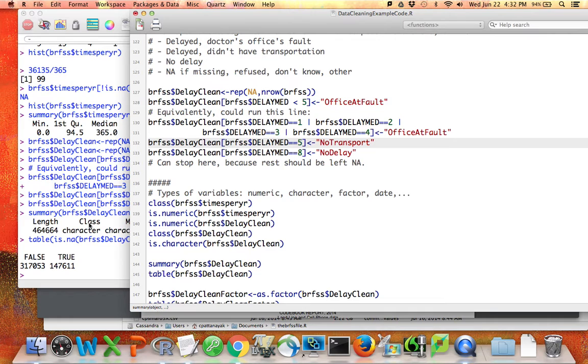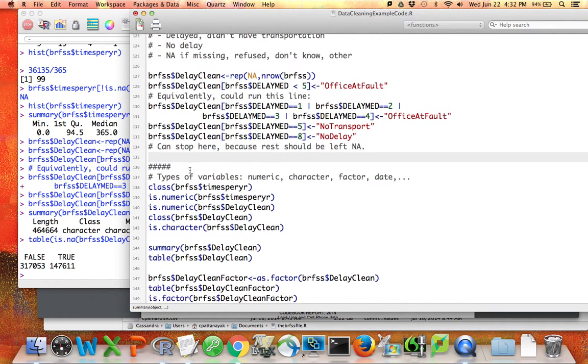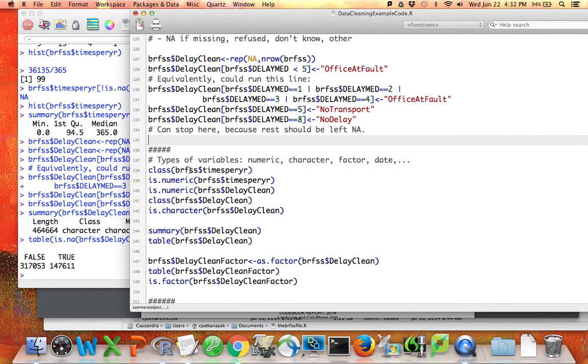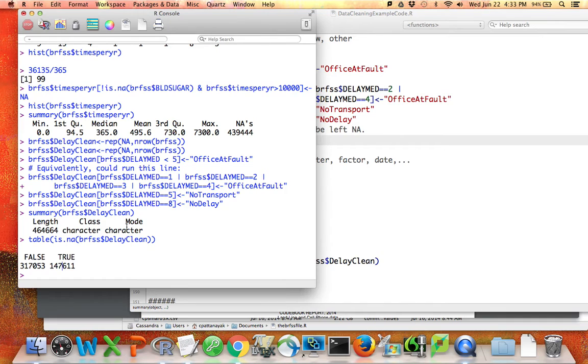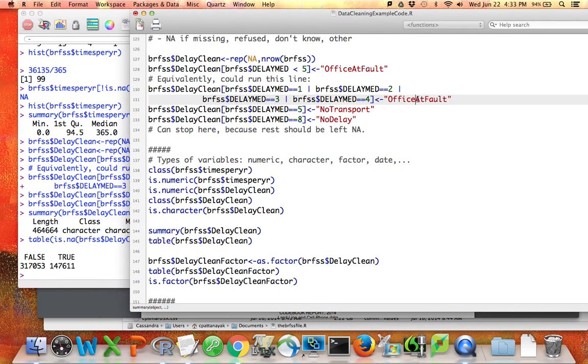But I can make a table of this variable. Now before I do that, I want to explore what values it can take on. So I showed you a moment ago when I tried to summarize it, it didn't work because you can't summarize something that just consists of words. And this variable that I made is equal to the words office at fault, no transport, or no delay, or just missing. So importantly, there are different types of variables in R.